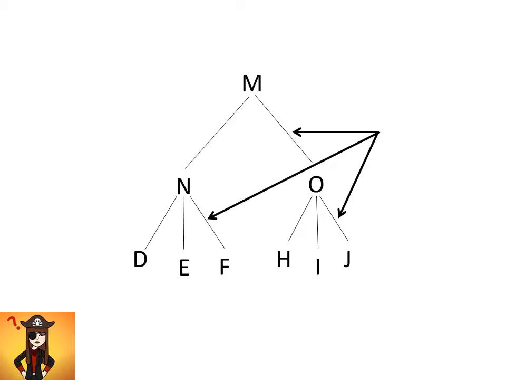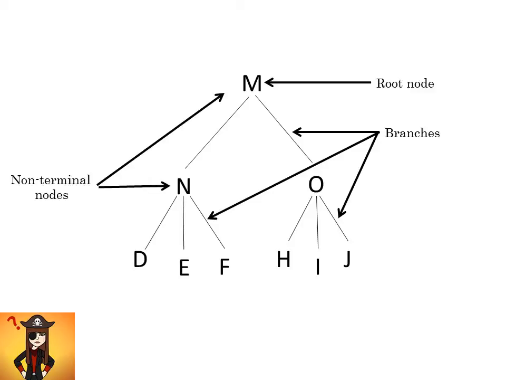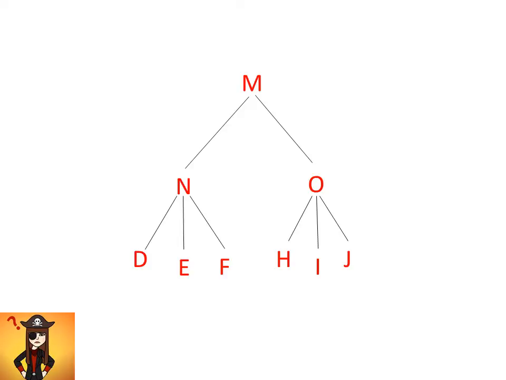These lines are called branches. This is called a root node because it is a node with no line on top of it. These are called non-terminal nodes because they are nodes with branches underneath them. These are called terminal nodes because there are no branches underneath them. Now notice that the labels are in red.